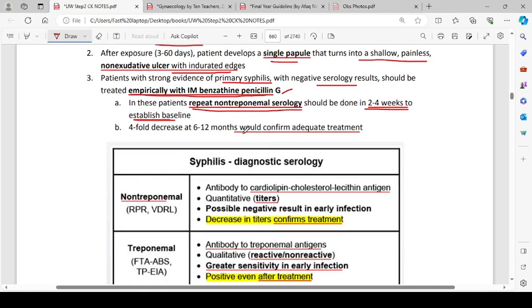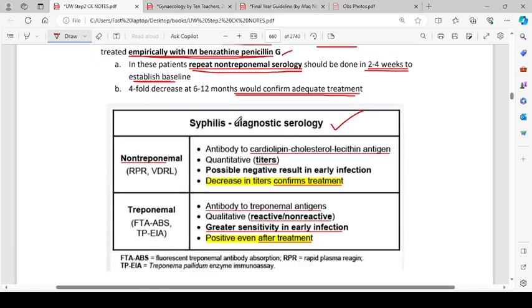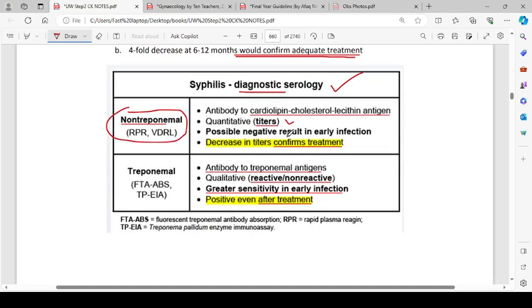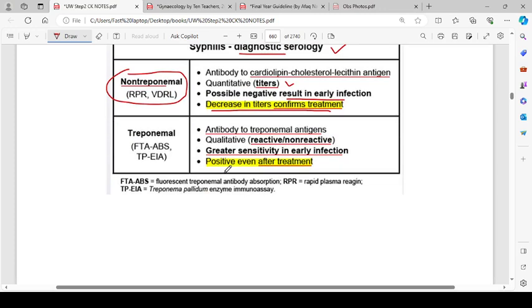Four-fold increase at 6 to 12 months would confirm the adequate treatment. Syphilis diagnostic serology. Non-treponemal, that is RPR, VDRL, antibody to cardiolipin, cholesterol, lecithin antigen, quantitative titers, possible negative results in early infection, decrease in titer confirms the treatment.